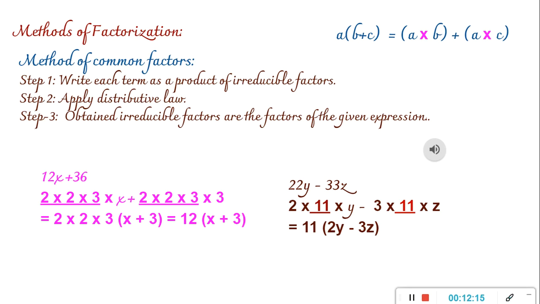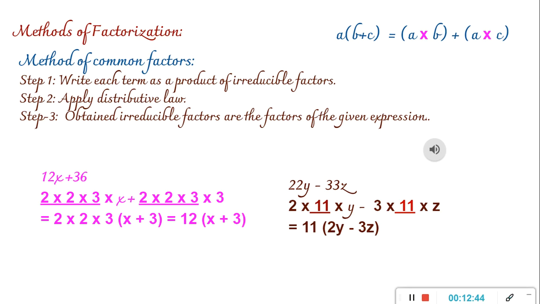So, 11 is behaving like our A. That is A into B plus A into C. In this case, it is A into B minus A into C. So, this can be written as A into B minus C. Here 2y is left and 3z is left. So, 11 into 2y minus 3z.